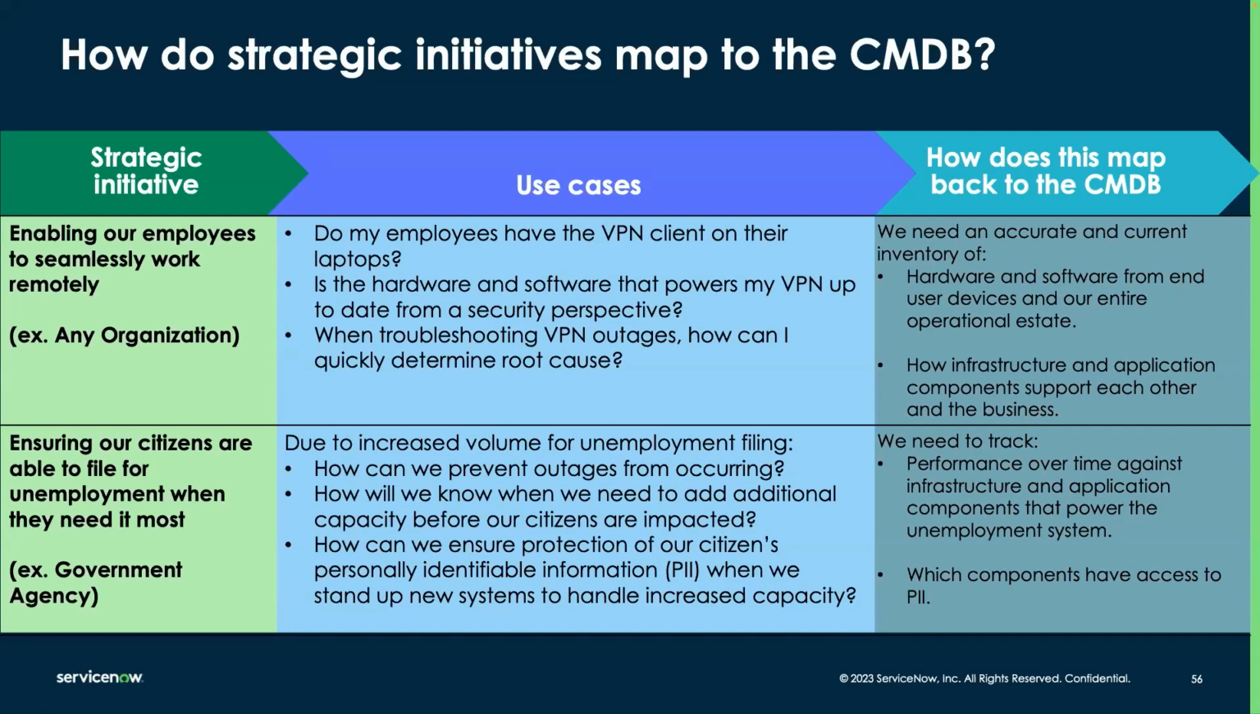So what you need to put in the CMDB is an accurate count of current inventory, of hardware and software from end user devices across your entire estate. That could be done with ACC or perhaps a Service Graph connector. Also, how the infrastructure and application components support each other in the business for your VPN. So that's just one example. The second example talks about ensuring citizens are able to file for unemployment when needed most. But essentially they're getting into PII data and so forth and keeping track of all that.